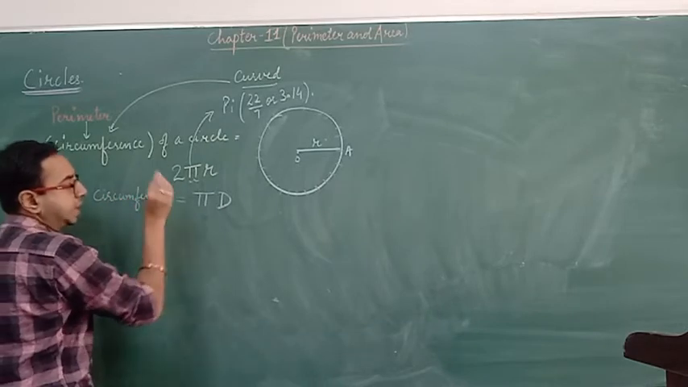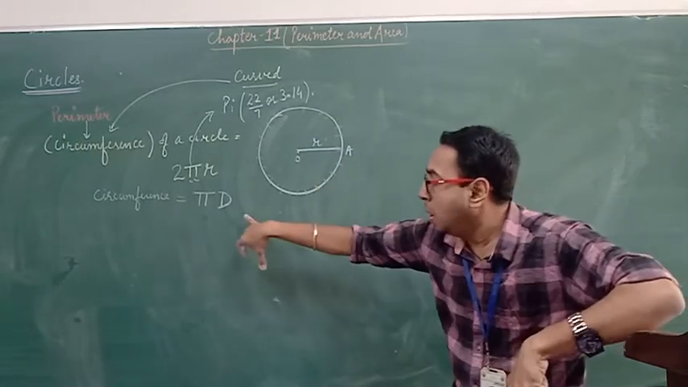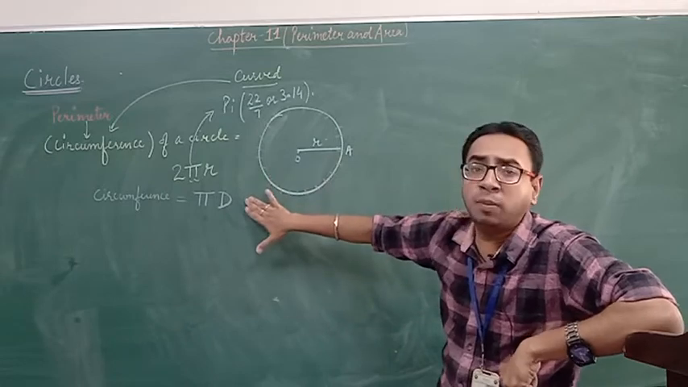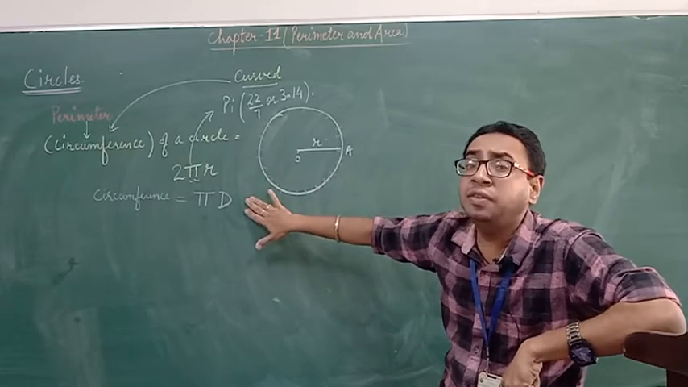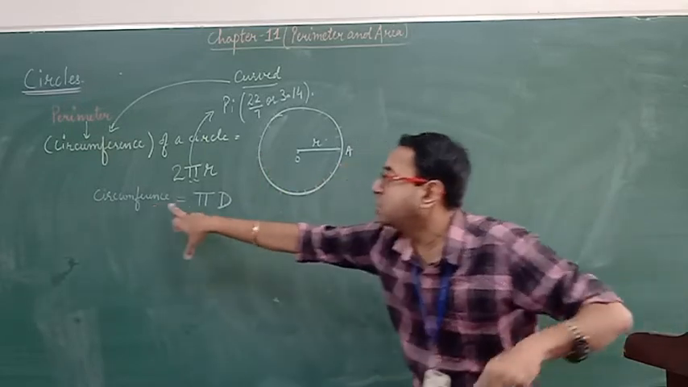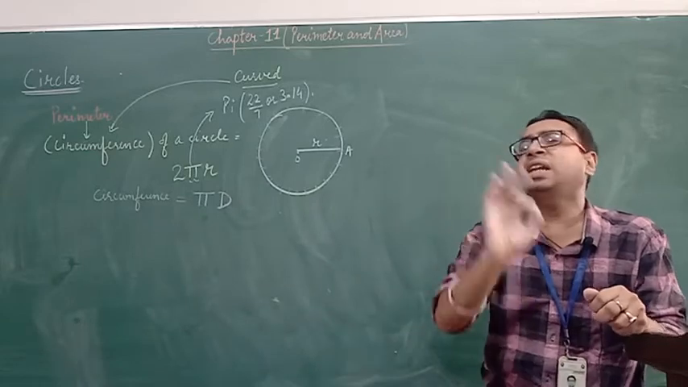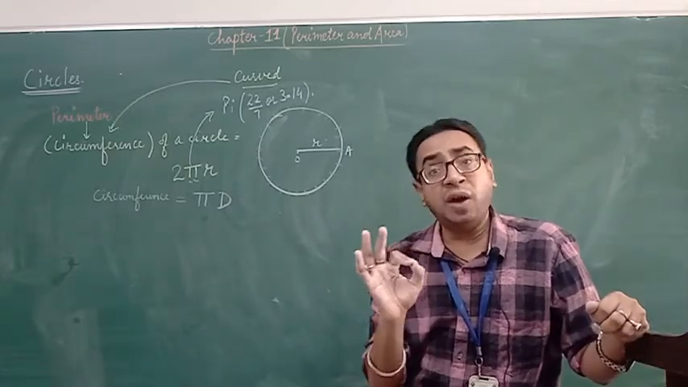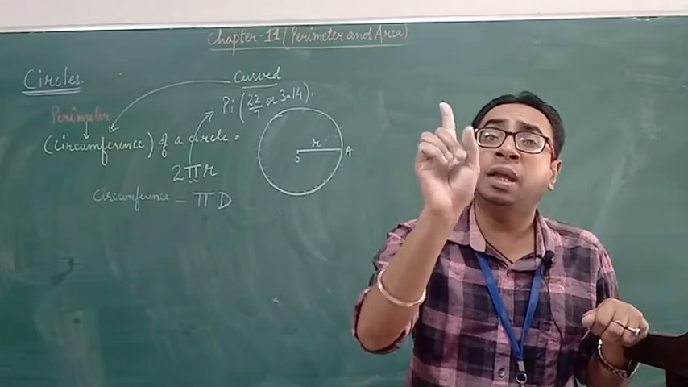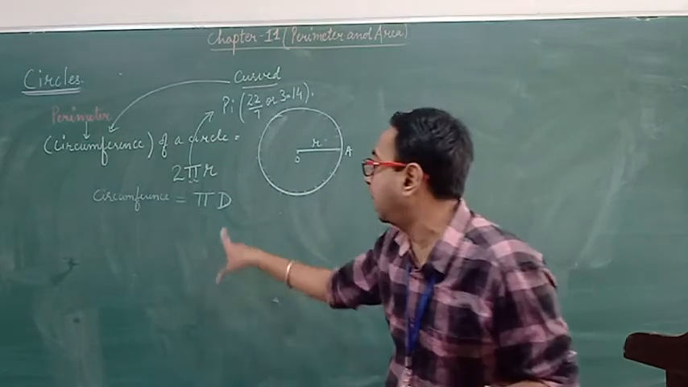Now, try to understand. Where does this pi come from? What happened when mathematicians were finding the generic formula for circumference and calculating its value? They found that circumference is directly proportional to diameter, but it is not exactly equal to diameter. If diameter is increasing, the circumference is increasing. But they found that the circumference is not exactly equal to the diameter.